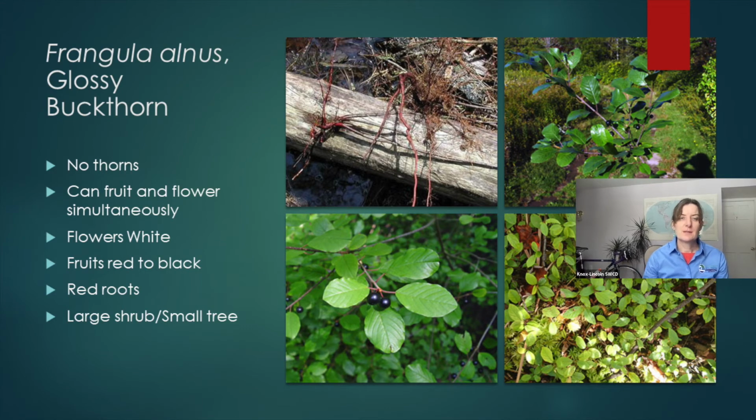The next large shrub, small tree that I want to talk about is Frangula alnus, or glossy buckthorn. This is actually a thornless buckthorn, unlike common, which I'll talk about in a minute. Buckthorn can fruit and flower simultaneously. The flowers are white. The fruits can range from red to black at the same time on the same plant.